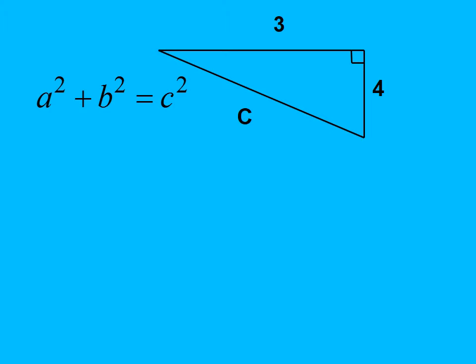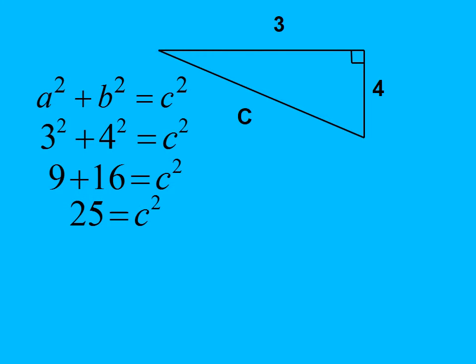A is equal to 3 and B is equal to 4. So we have 3 squared plus 4 squared. 3 squared is equal to 9 and 4 squared is equal to 16. 9 plus 16 is equal to 25. The square root of 25 is 5. So C is equal to 5.